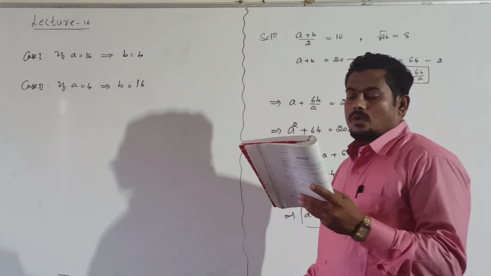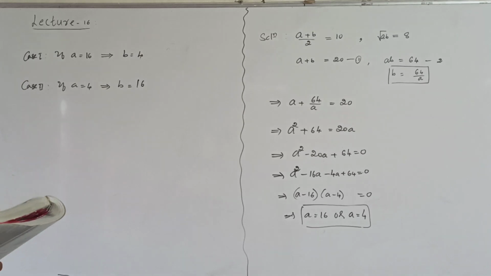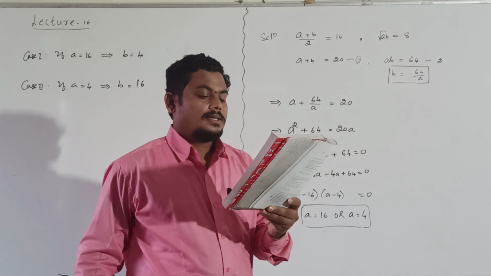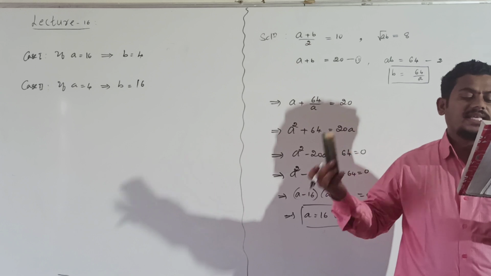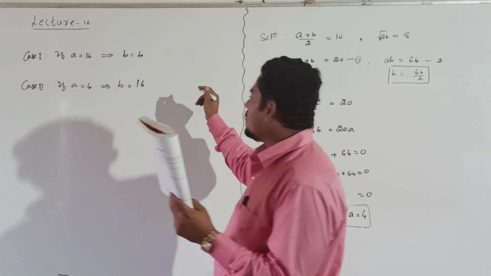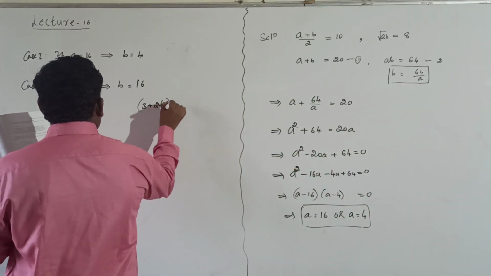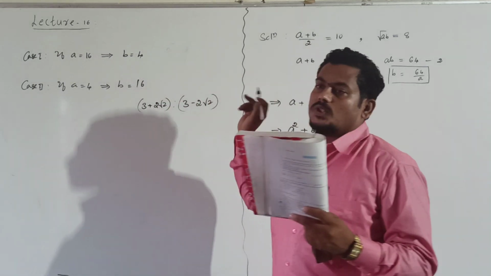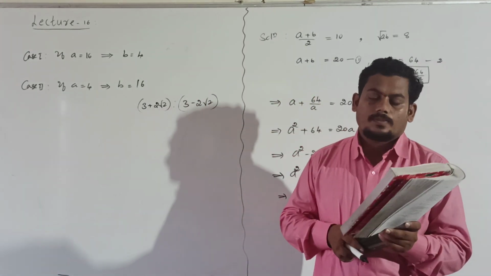The sum of two numbers is 6 times their geometric mean. Once again, the question: the sum of two numbers is 6 times their geometric mean. Show that the numbers are in the ratio 3 plus 2 root 2 is to 3 minus 2 root 2.